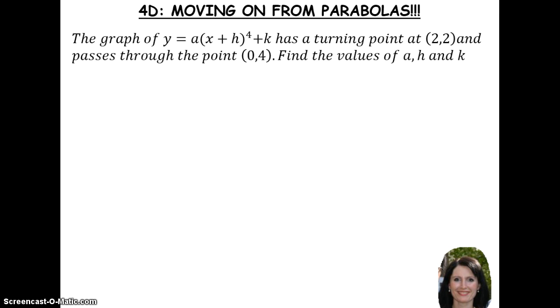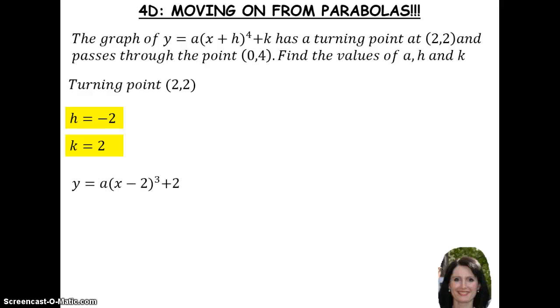Next, we've got a graph of y equals a(x plus h) to the 4 plus k. It's got a turning point at (2, 2) and passes through the point (0, 4). Find the values of a, h and k. This isn't too hard. The turning point is at (2, 2). That gives us 2 pieces of information, being that h is negative 2 and k is 2. Remember that that's the turning point.